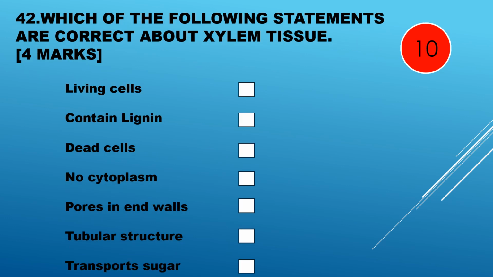Question 42. Which of the following statements are correct about xylem tissue? Are they living cells? Do they contain lignin? Are they dead cells? Do they have no cytoplasm? Do they have pores in the end walls? Or the tubular structure? Do they transport sugar? Xylem contains lignin, it's made of dead cells, it has no cytoplasm, and it is tubular in structure.